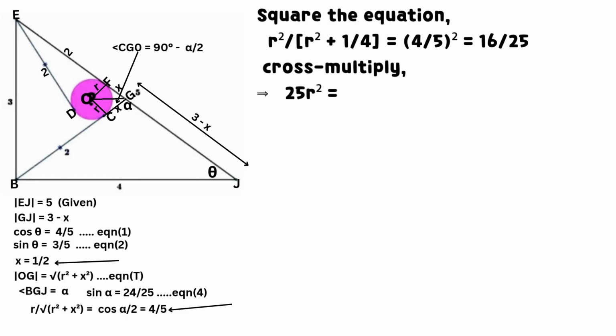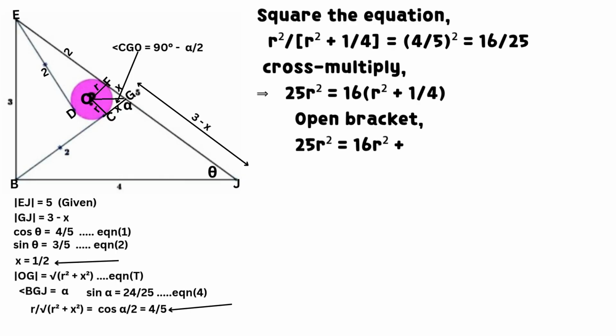Square the equation. The square of r divided by the sum of the square of r and 1/4 equals the square of 4 divided by 5, which equals 16 divided by 25. Cross multiply. We have that 25 times the square of r equals the product of 16 and the sum of the square of r and 1/4. Open bracket. 25 times the square of r equals the sum of 16 times the square of r and 4.